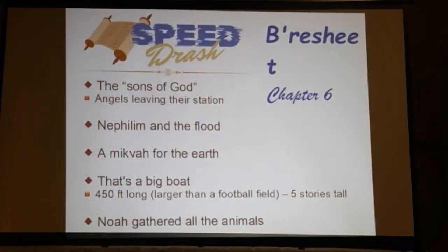And that was a mikvah for the earth. This is the first time we see a mikvah, a cleansing. It was a baptism for the earth when God did that. A do-over. In fact, He made the waters go 20 feet. That might be in another slide, so I won't go there.